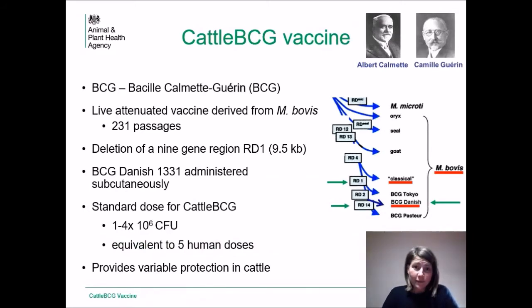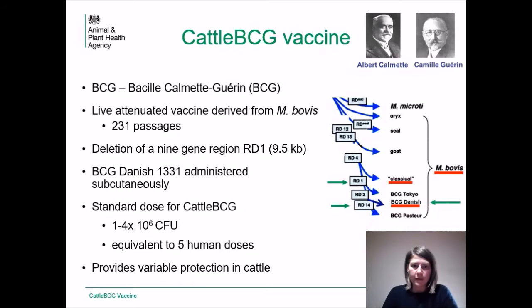The vaccine we use is BCG, Bacillus Calmette-Guérin. That is really the same vaccine as used in humans and was developed by Albert Calmette and Camille Guérin in the early 20th century. It is a live attenuated vaccine derived from Mycobacterium bovis through passaging it 231 times on ox bile media.